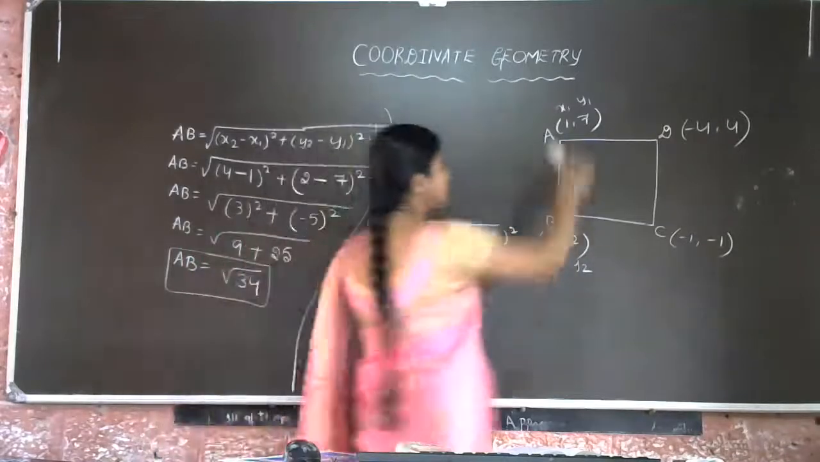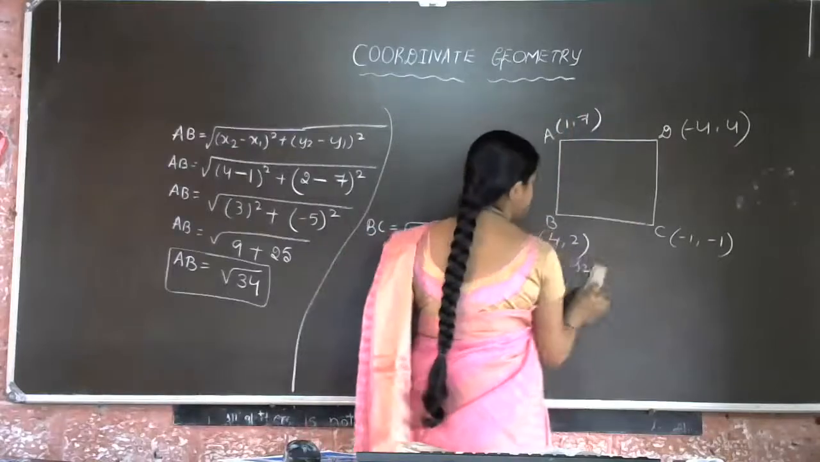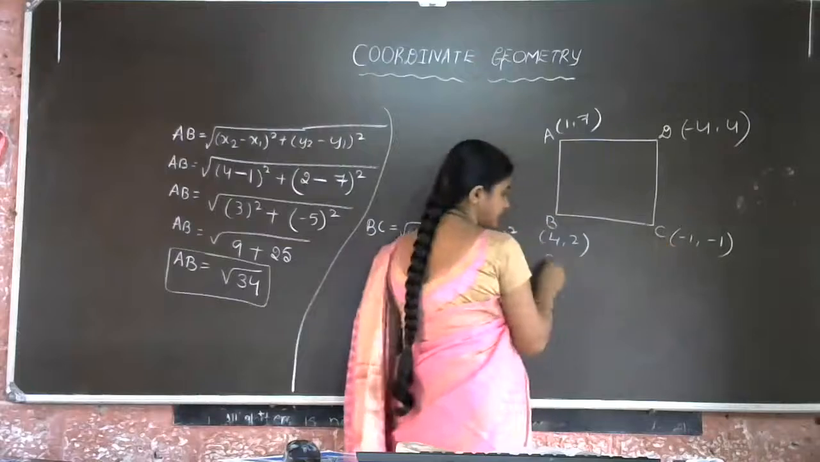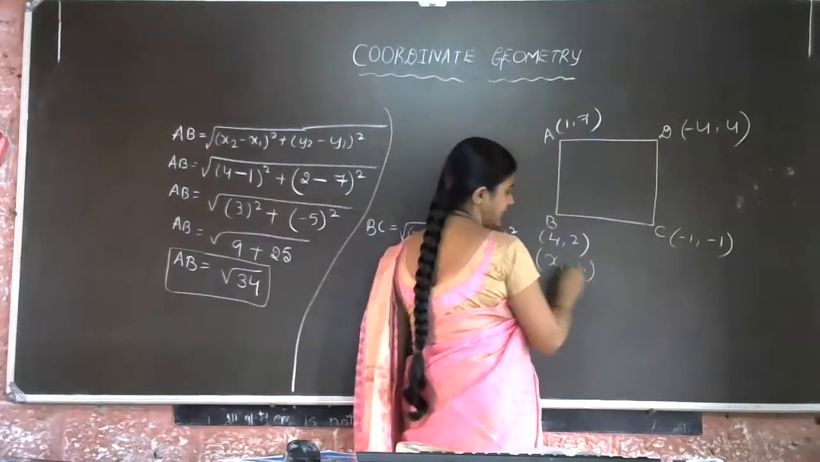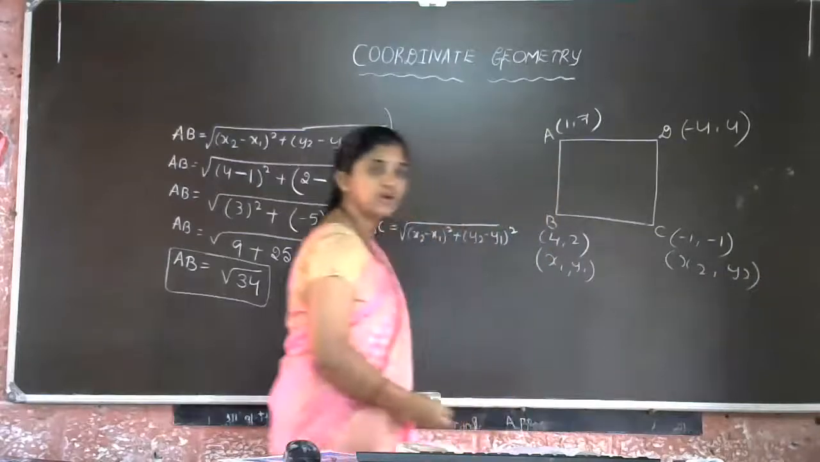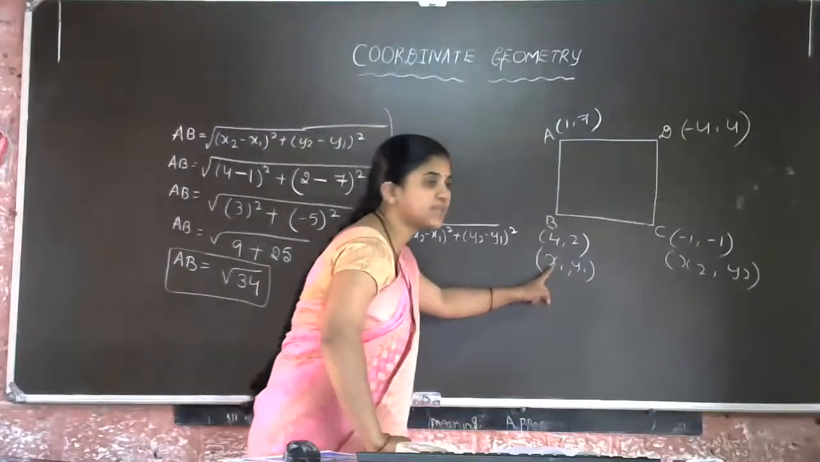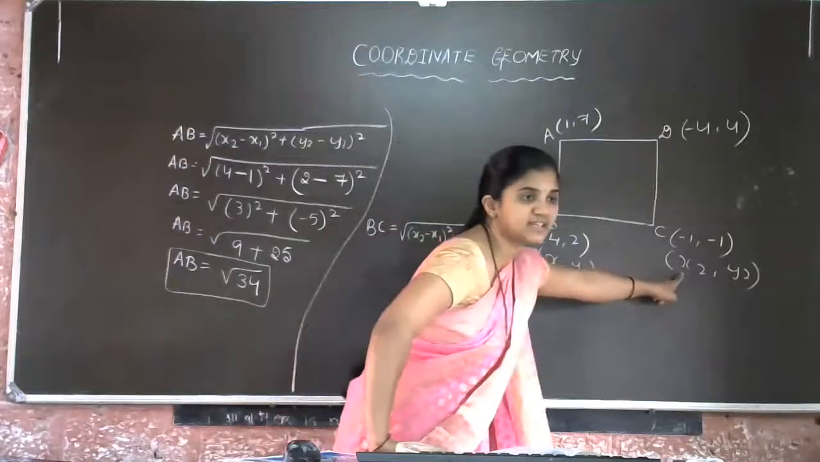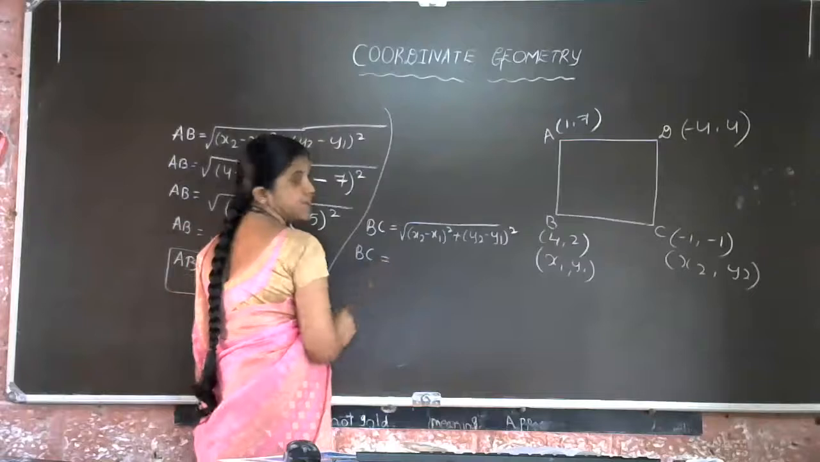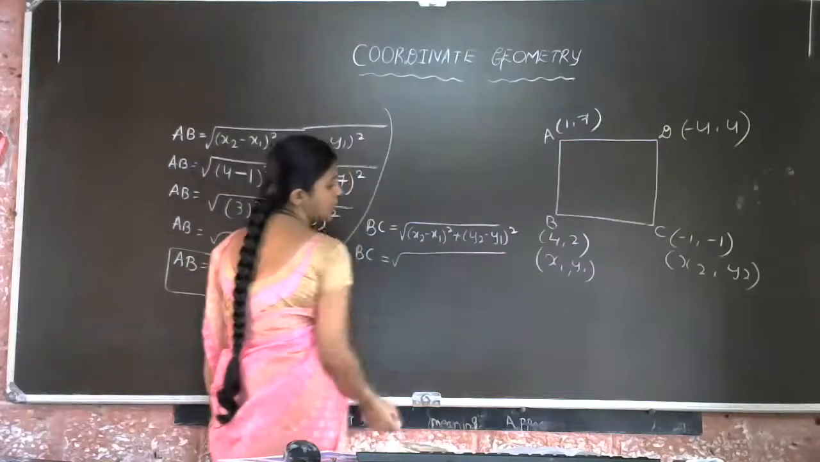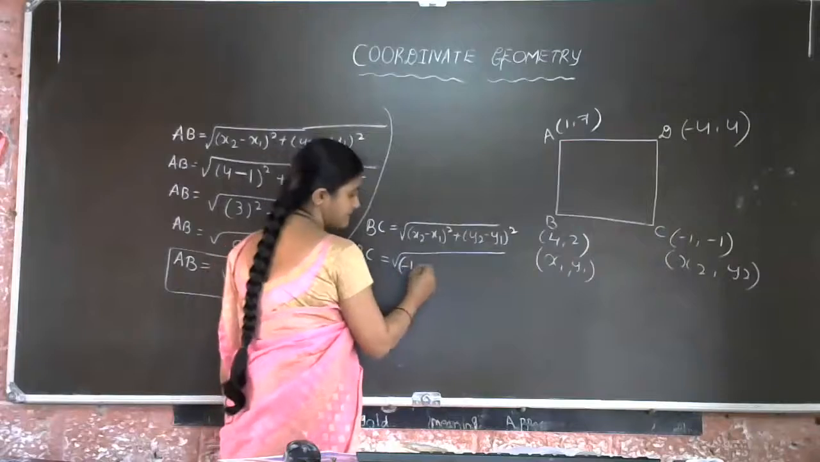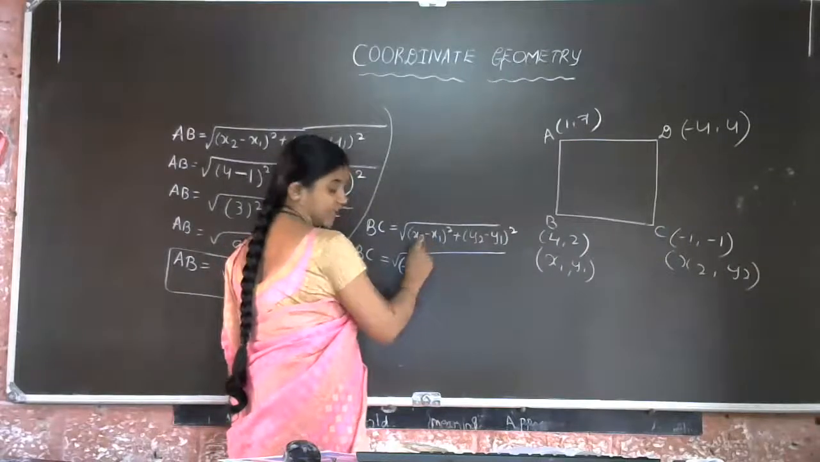Now I'll change the margin here. I'll remove this one. Now my target is the BC length. Now this one is x1, y1 and this is x2, y2. Is that clear, students? Okay. Now I'm going to take this one as x1, y1 and this is x2, y2. Now the same method we have to apply to get BC. BC is equal to square root of x2 value, which is minus 1. Minus, in the formula minus is there.